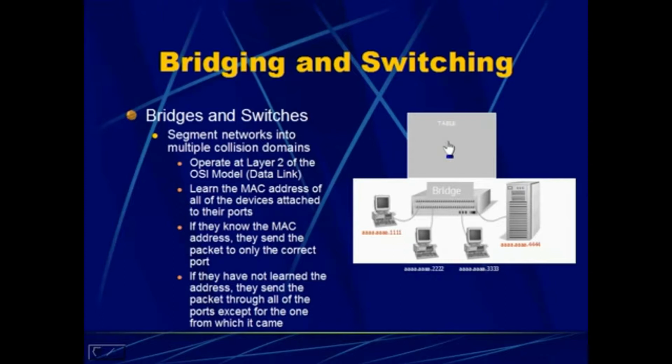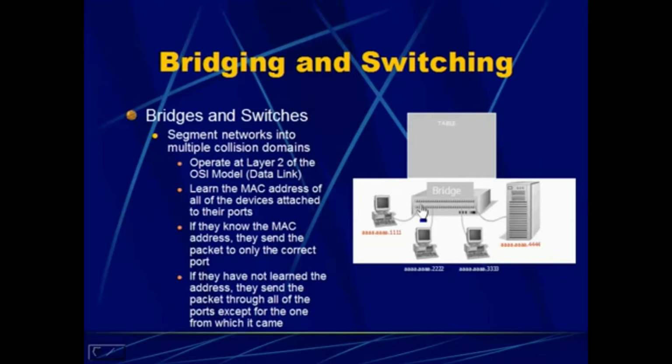And as you can see, this bridge was just installed. There's nothing in the table. So this bridge does not have a way to send the packets straight to the correct port. So what it will do is flood the packets out of all of its active ports except for the one that it came in.